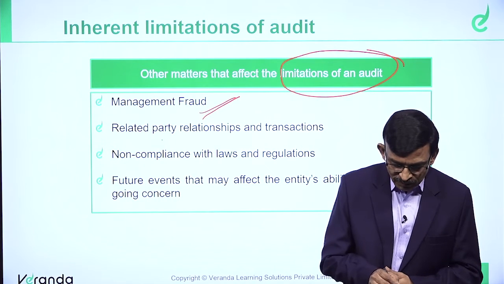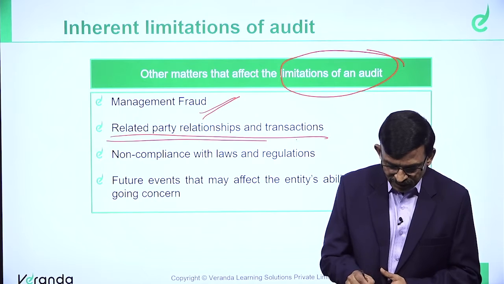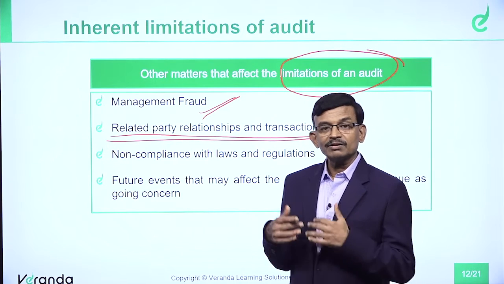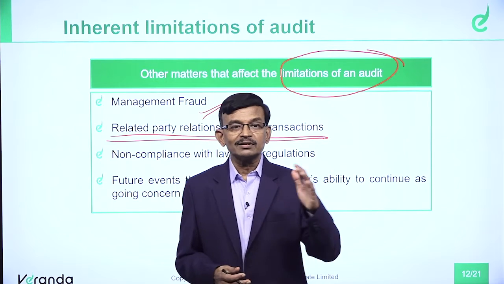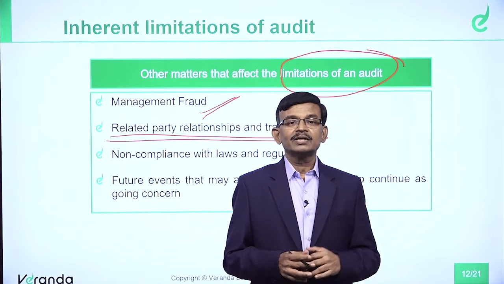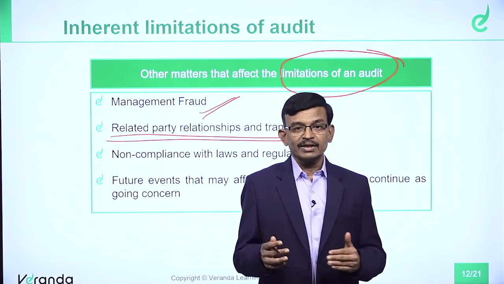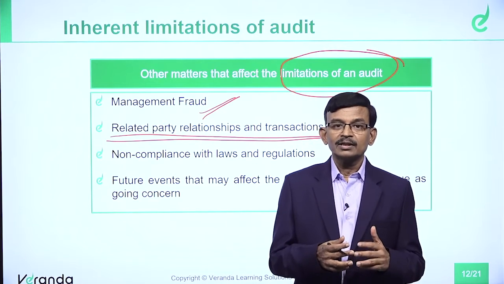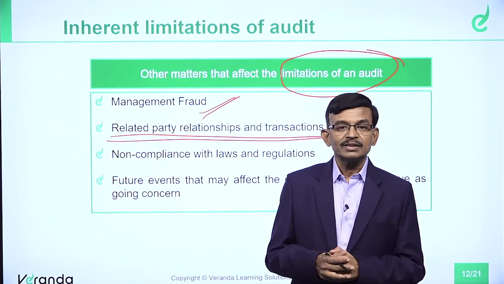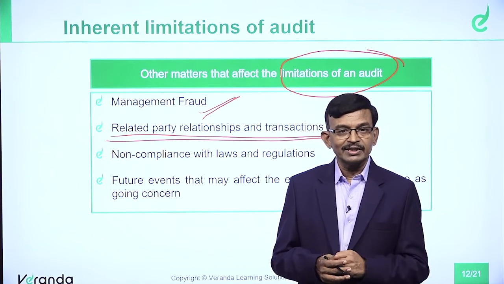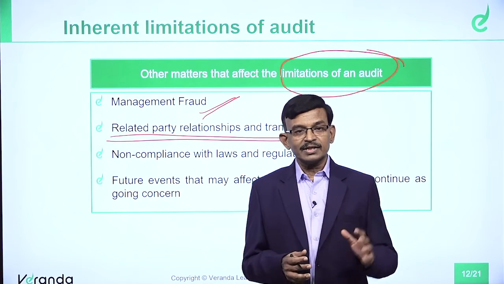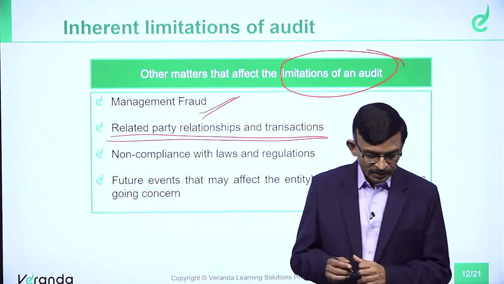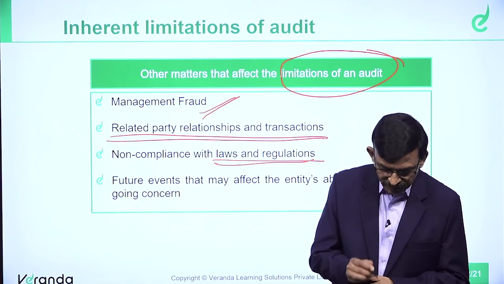Another problem which normally comes is related party transactions and related party relationships. In fact, whenever we are doing an audit, we are supposed to look into whether the related party transactions are at arm's length. Otherwise, there could be a possibility of intentional adjustment. That is the reason why that also makes the auditor more cautious about related party transactions. If he is not concentrating on related party transactions, he may end up giving a wrong opinion also. Non-compliance with the laws and regulations.